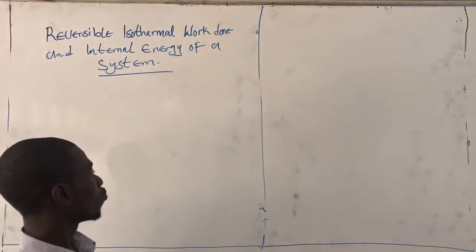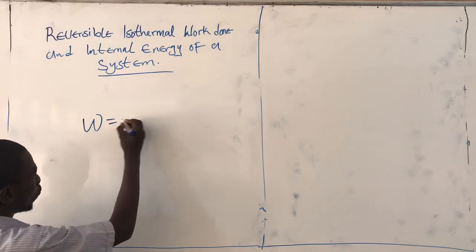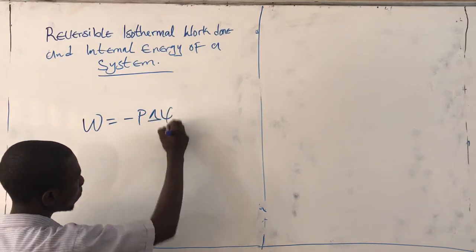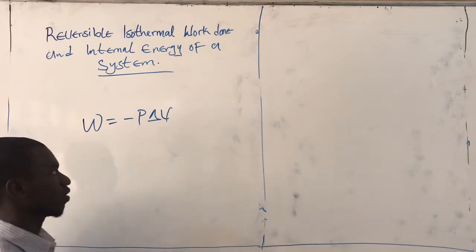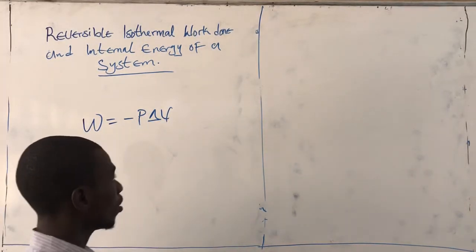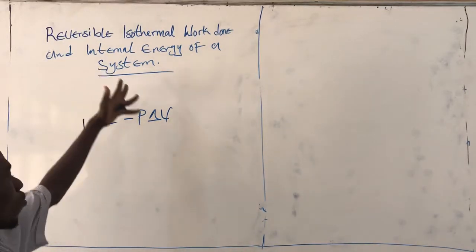In our last class, we derived a formula for work done, which is W equals minus P delta V. This work done is known as the what? Irreversible. Irreversible work done. So today we are going to see the reversible work done.